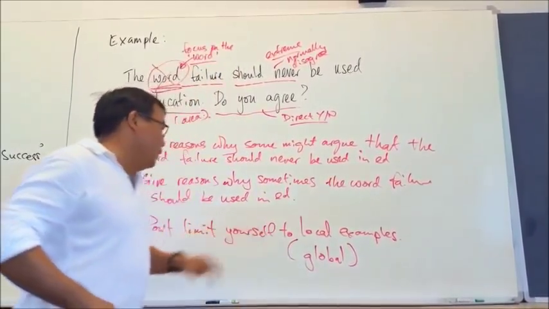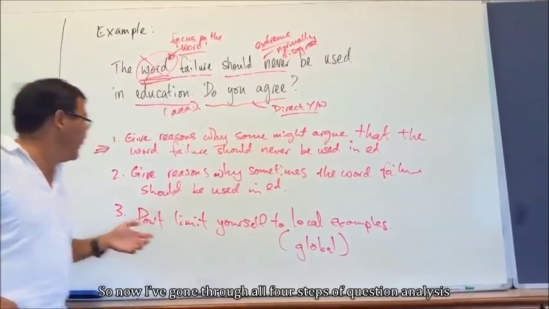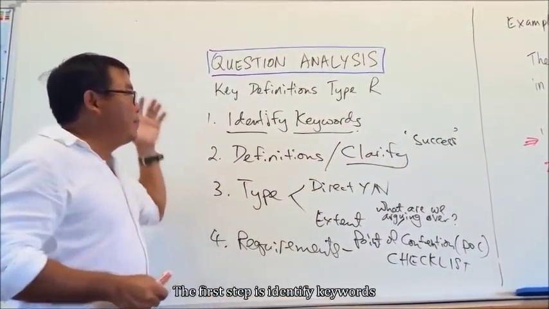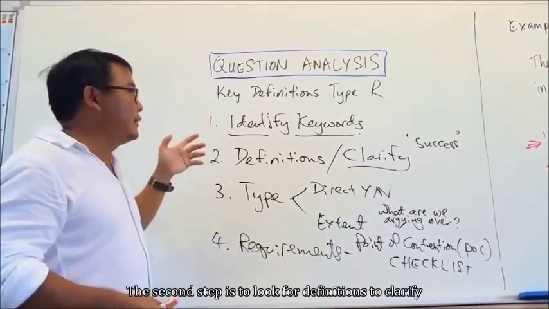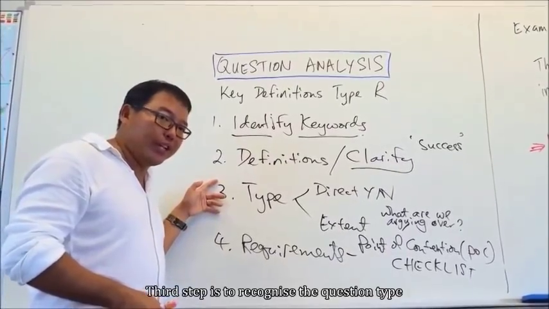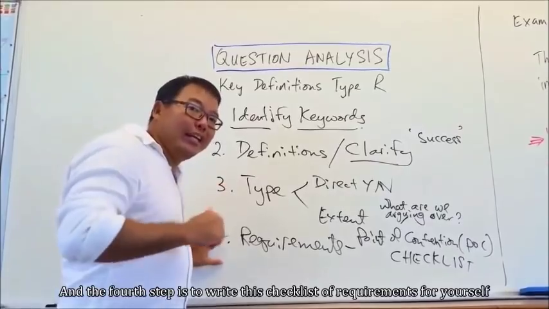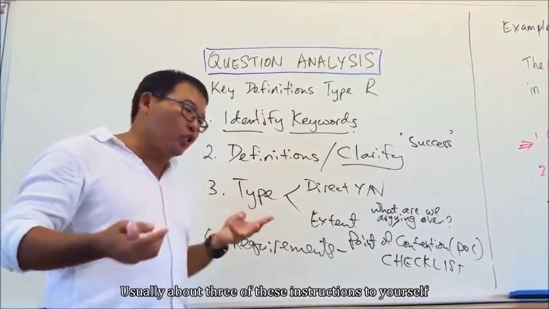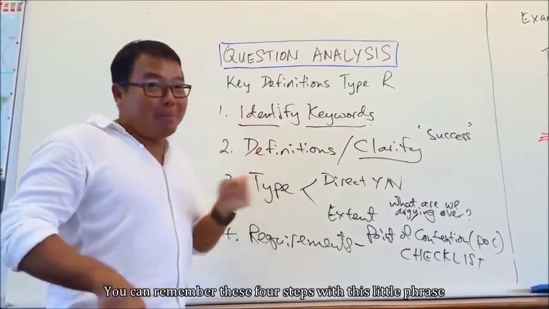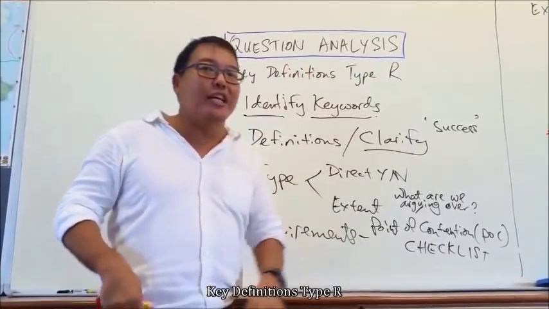Okay, so now I've gone through all 4 steps of question analysis. The 4 steps can be summarized very quickly. The first step is identify keywords. Second step is to look for definitions. Third step is to recognize the question type. And the fourth step is to write this checklist of requirements for yourself. Usually about 3 of these instructions to yourself. You can remember these 4 steps with this little phrase, key definitions type R.